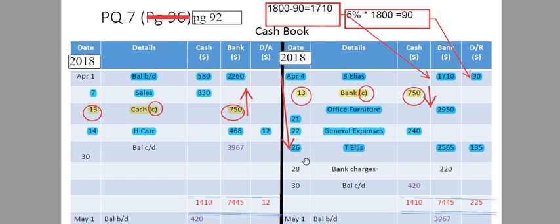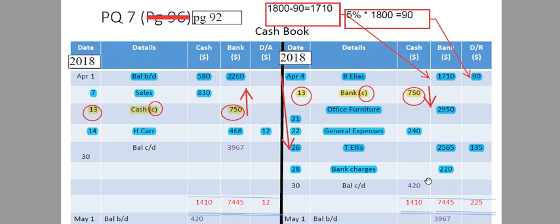Next, it's probably the last transaction. You are paying bank charges. Now if you notice, it says bank charges, but it doesn't say you paid by cash or by check, but it's understood that it will be paid by check because the bank will automatically deduct it from your account. So the bank has already deducted $220 from your account for the bank charges. So that does it as far as recording is concerned. We have recorded all the transactions.